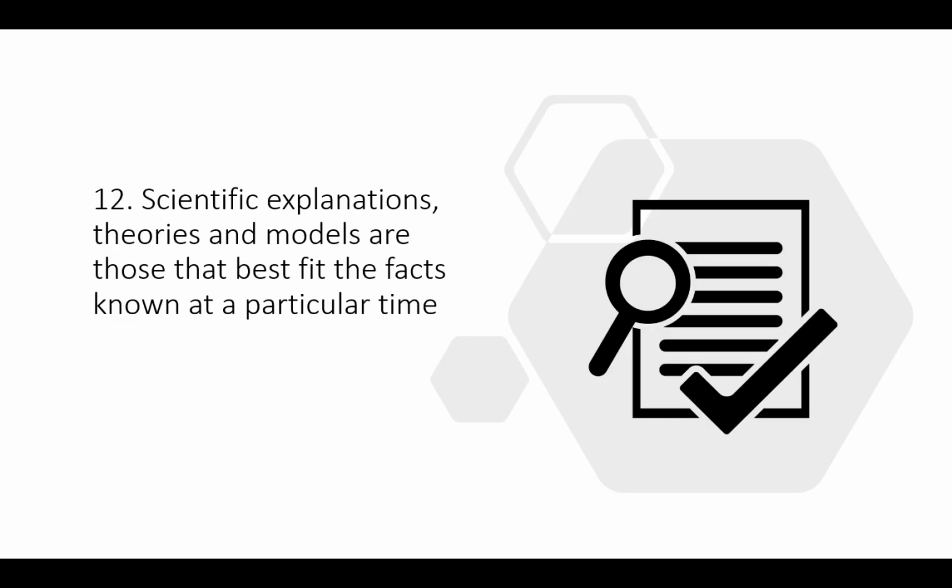Scientific explanations, theories and models are those that best fit the facts known at a particular time. A scientific theory or a model representing relationships between variables or components of a system must fit the observations available at the time and lead to predictions that can be tested. Any theory or model is provisional and subject to revision in light of new data, even though it may have led to predictions in accord with the data in the past. Every model has its strengths and its limitations in accounting for observations.